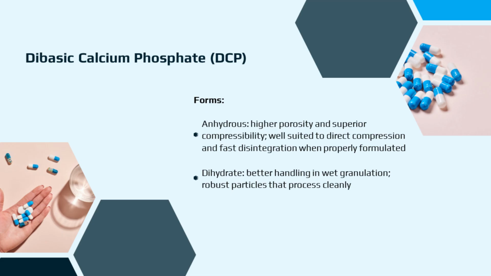The anhydrous form has higher porosity and superior compressibility, making it particularly well suited for direct compression and enabling fast tablet disintegration when properly formulated. The dihydrate form, on the other hand, exhibits better handling during wet granulation and consists of robust, clean processing particles ideal for granule formation. Choosing between the anhydrous and dihydrate forms depends largely on the manufacturing method and the moisture sensitivity of the active ingredient.